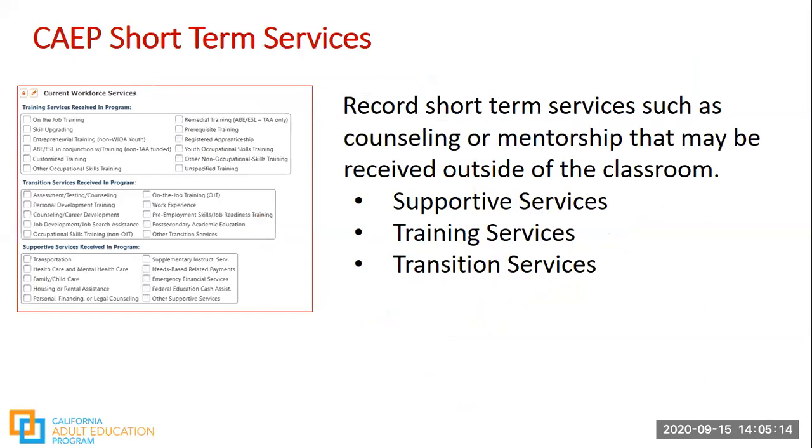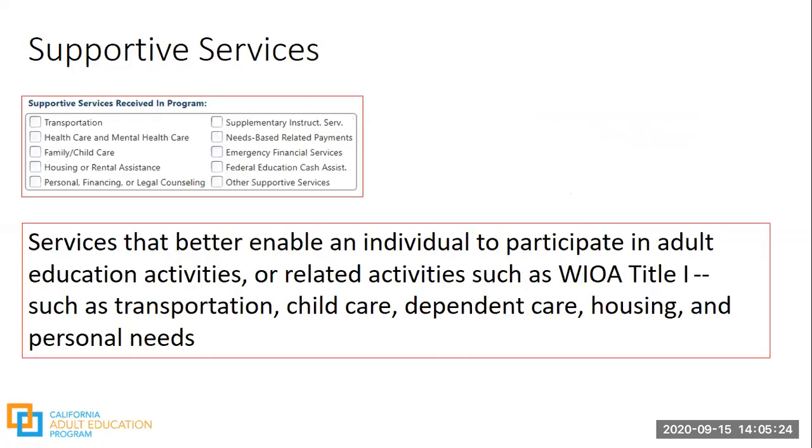Okay, a little bit more on services. So again, you're obviously recording it in TE. We've got the three categories: supportive, training, and transition services. Supportive services are the ones I like to say are focused on individual needs rather than instructional or training needs. That is, they help an individual better participate in their adult ed activities. So it's addressing things like childcare, transportation, personal needs, like budgeting or mental health or whatever.